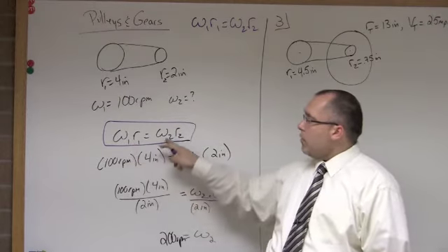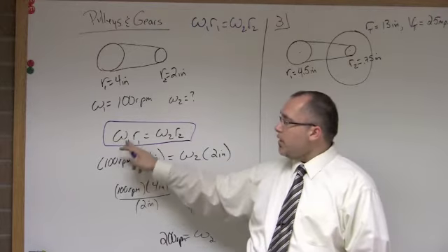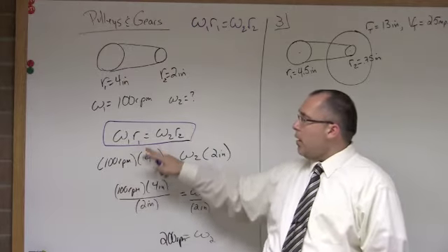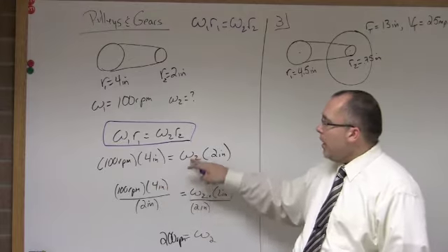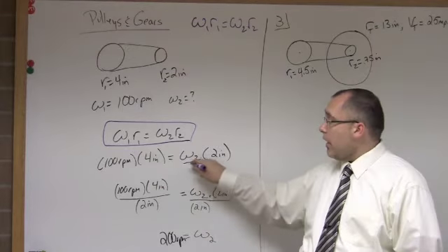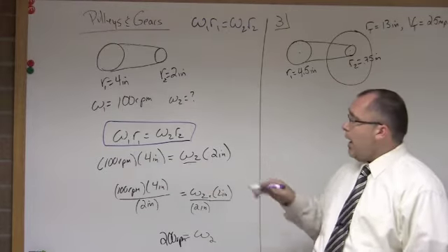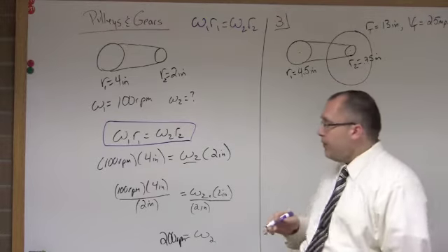So omega 1 R1 equals omega 2 R2. In this case, our omega 1 is 100 RPM. R1 is 4 inches. That equals omega 2, which we don't know. That's what we're solving for. And R2 is 2 inches.